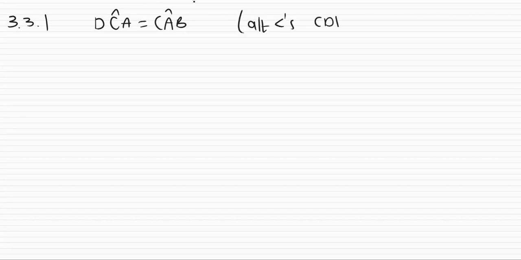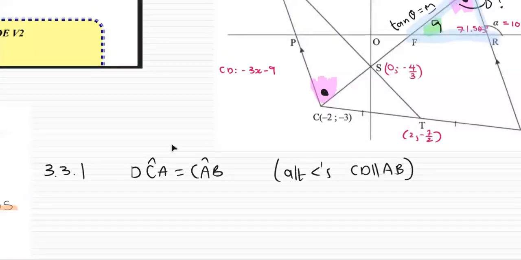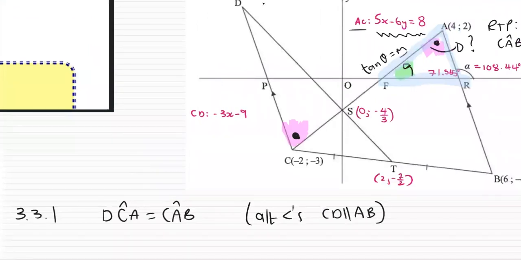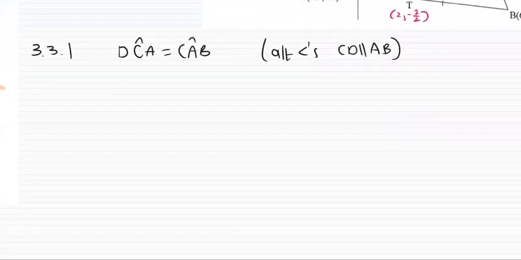Question 3.3.1. The first part of our proof was that angle DCA is equal to angle CAB. The reason for this is alternate angles, because the line CD is parallel to line AB. Let's just check if those are correct. So we have CD, AB, correct. So that's the first part of our proof. Now it becomes, what is CAB?